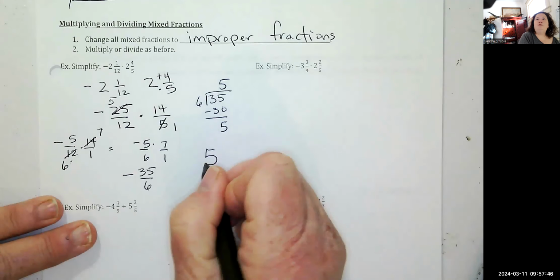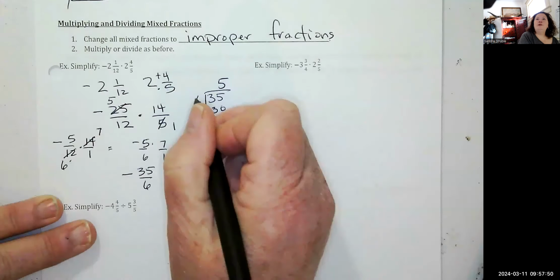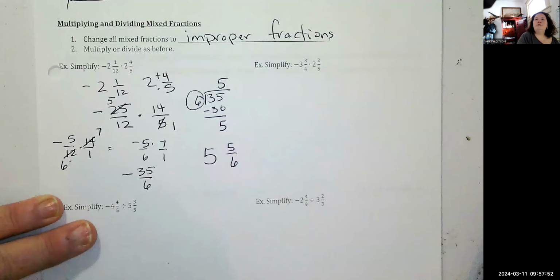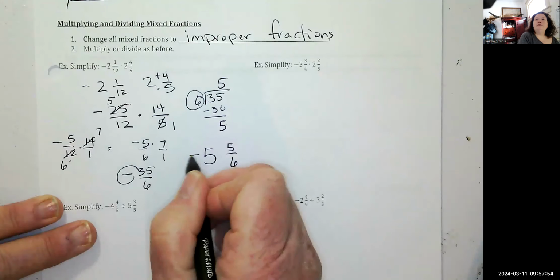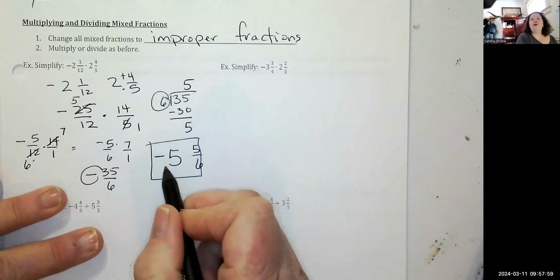So 5 is my whole number, and 5, my remainder, divided by the original denominator, and don't forget that negative sign. Oops, sorry, I cut into that 5/6. Answer is -5 and 5/6.